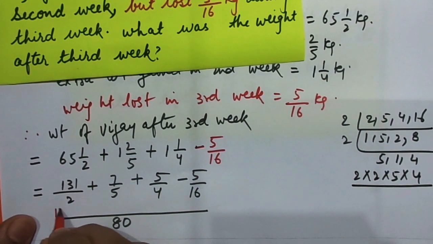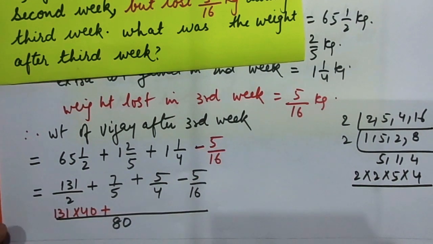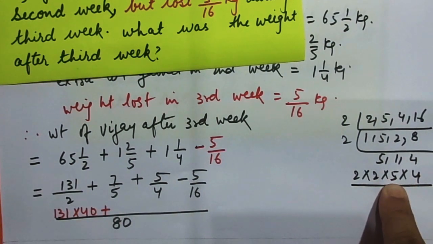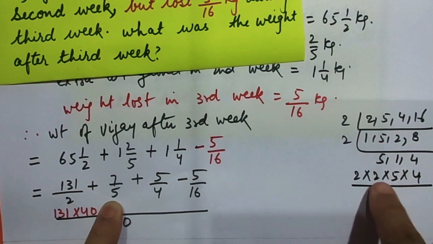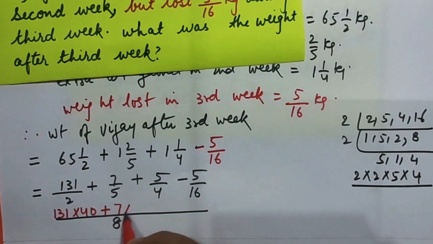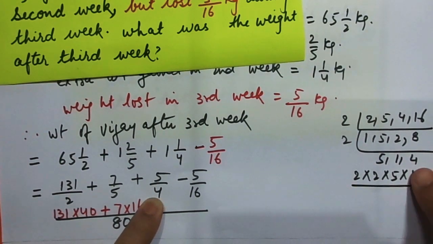So, you are going to multiply 131 into 40 plus, remove 5 from here. Remove this 5 from here. So, you will get 4 2's are 8, 2's are 16. 7 into 16 plus, remove 4 from here. So, I have removed 4.